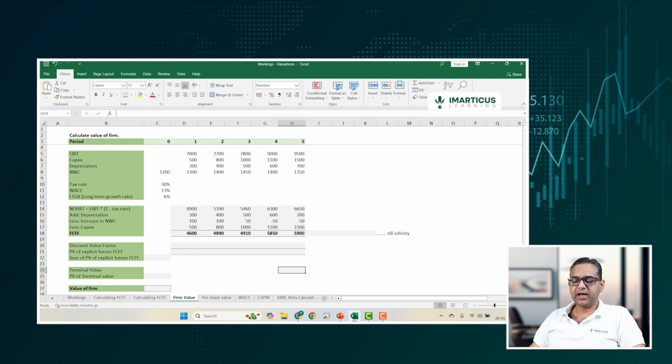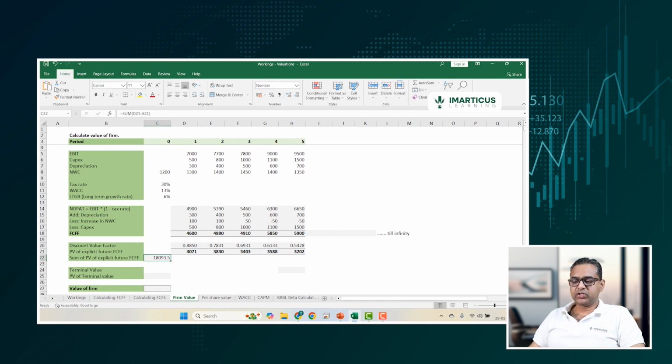But first of all, let's calculate the present value of all those free cash flows to the firm which we expect to get generated in the explicit forecast period. So to calculate the present value, we'll look at the discount value factor. Because we are talking about free cash flows to the firm, hence our discount rate would be WACC. And that is how we calculate the discount value factors. And this will give us the present value of explicit future cash flows by multiplying the discount value factor with the FCFF value. So the sum of the PV of all the FCFF in the explicit forecast period is coming out to be 18,093.5.